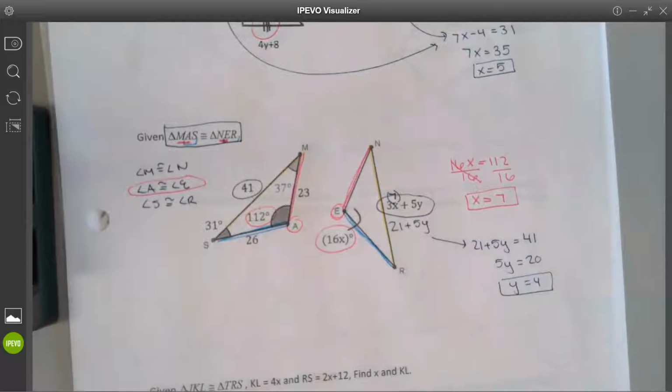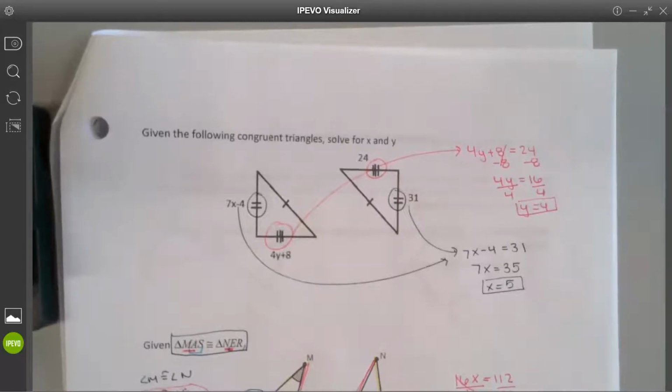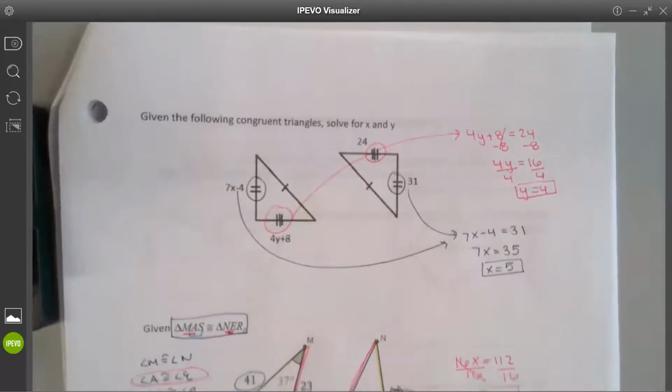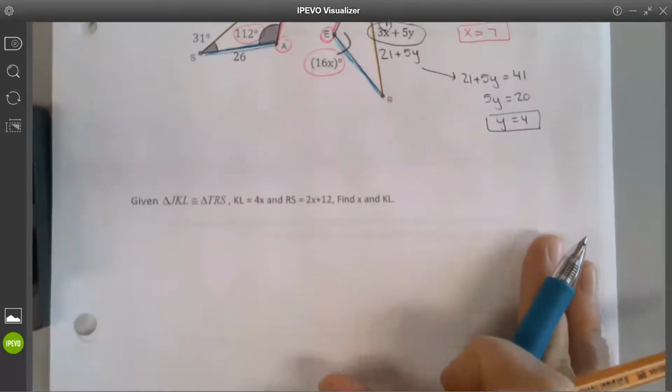So this page kind of almost does level 1, level 2, level 3. So level 1 is my diagram's marked for me. I just need to match it up. Okay, pretty direct what matches with what. Level 2 is my diagram's not marked for me, but I am given a diagram and I'm given this statement which helps me match things up. Level 3, this last one, is I'm not given a diagram.